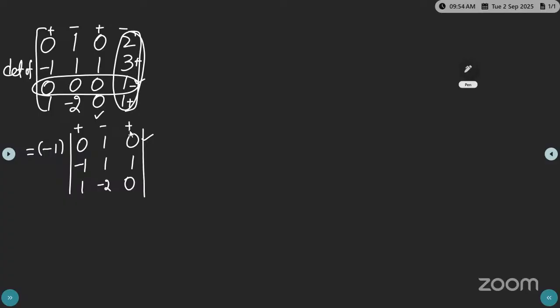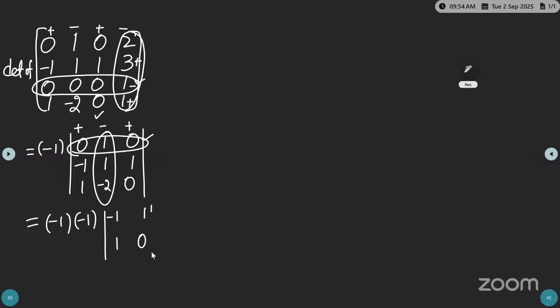What is the answer? This is again -1 into 0 into something, 0. Again -1 into, leave this row and this column. Determinant: -1, 1, 1, 0, 0, -1, -1, -1, -1. What is the value?